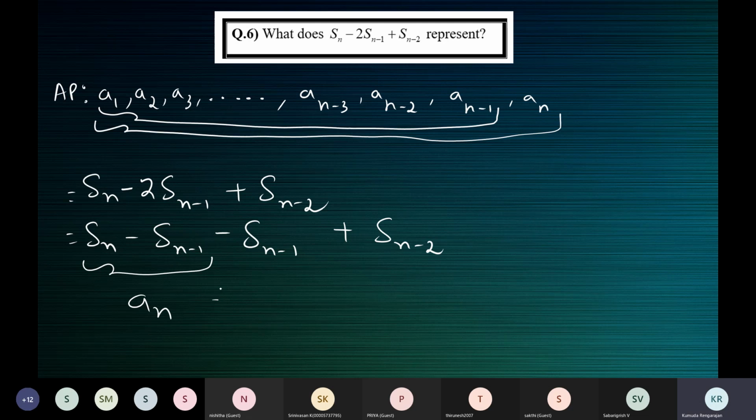Take a minus common and write this as Sn minus 1 minus Sn minus 2. Take a minus common. Minus into this term, minus into minus is plus Sn minus 2.